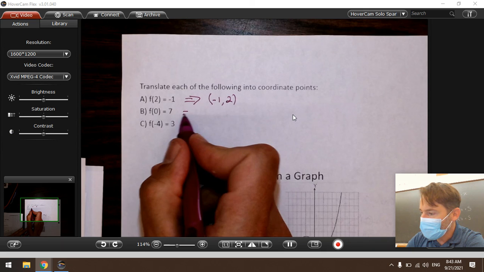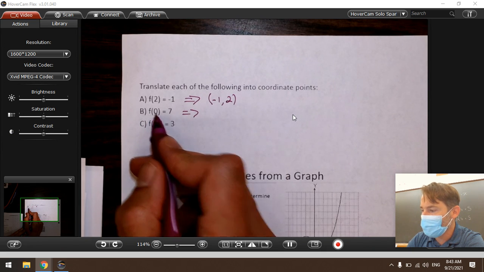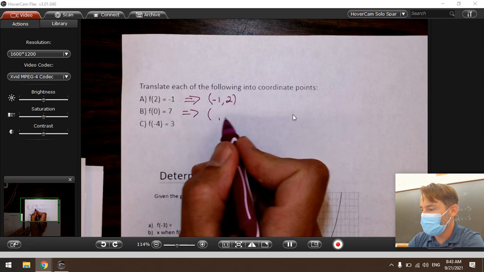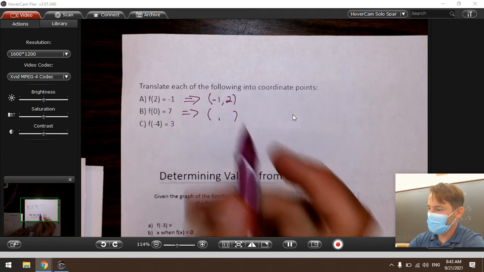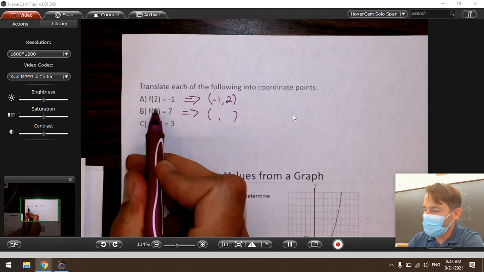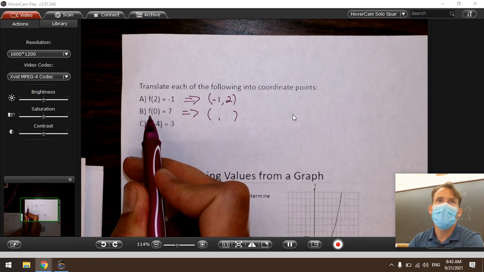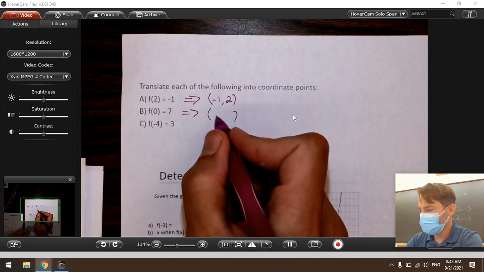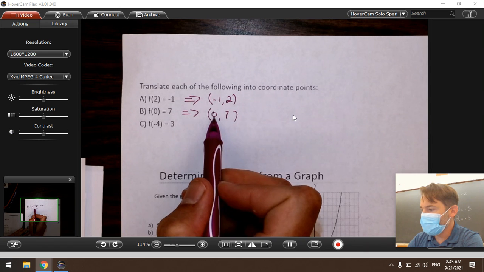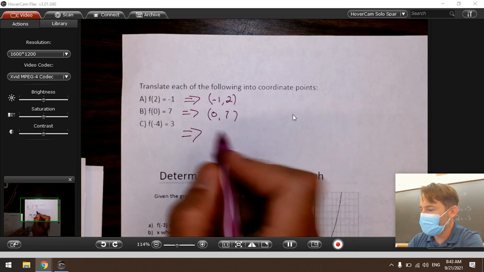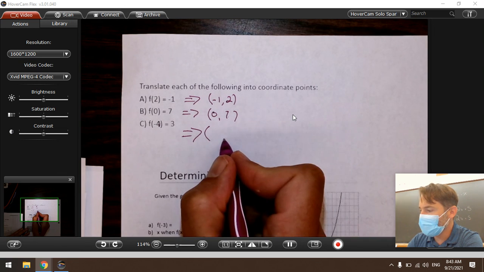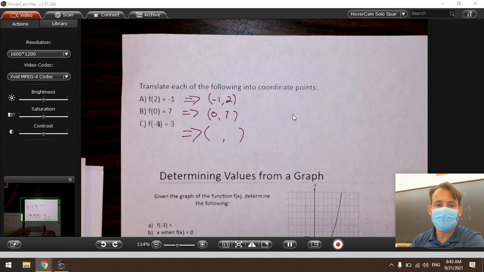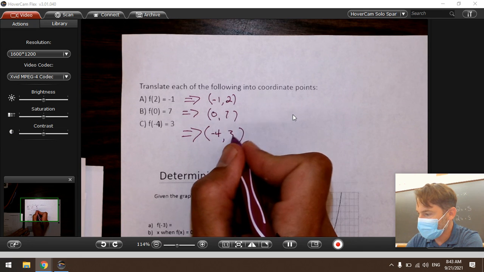How about this one? What kind of point am I going to have here? F at 0 is equal to 7. What's my point going to be? Input of 7, output of 0? No. Oh, switch it? Yeah. So this indicates my inputs. My x values go here. Cole? Would be 0, 7. Yeah. Input 0, output 7. And this one, what is this going to give me? I have f at -4 is equal to 3. What's my point? Yeah. -4, 3. Okay?